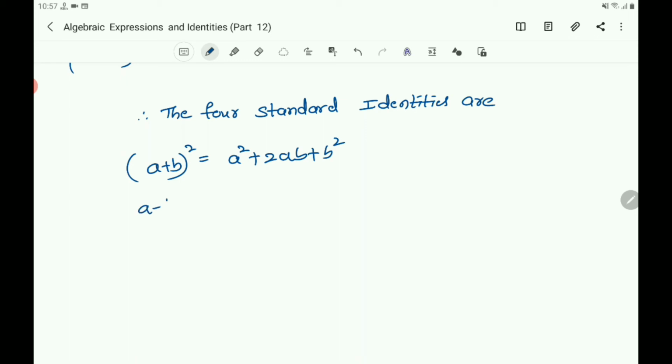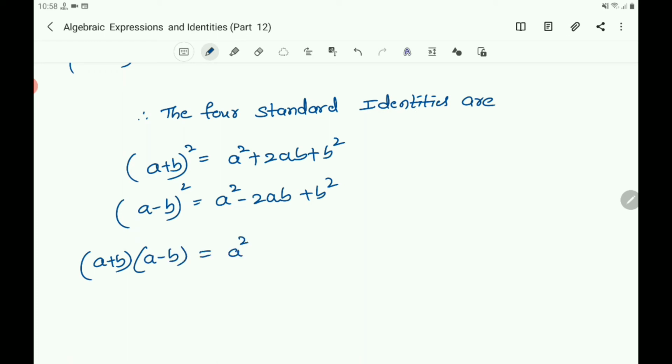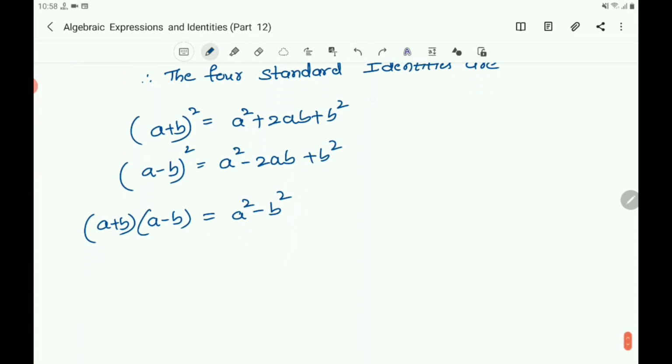And second identity, a minus b whole square equals, terms are same, a square minus 2ab plus b square. Observe here, only the difference is here, as there is a difference here. The next one is the product of sum and difference of two terms, a plus b into a minus b, that equals a square minus b square, square of the first term minus square of the second term, that is a plus b into a minus b equals a square minus b square.